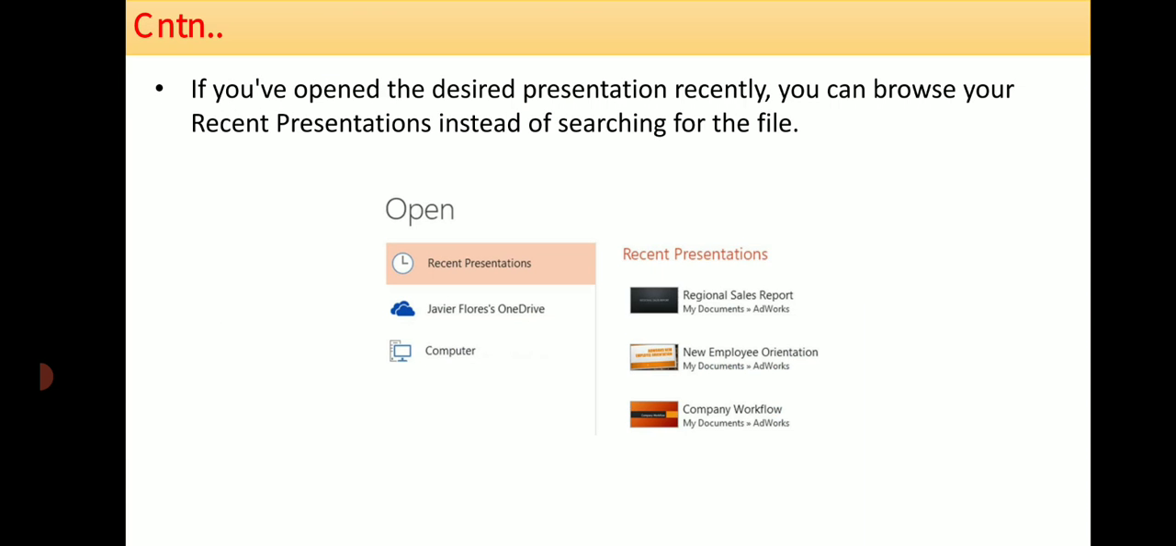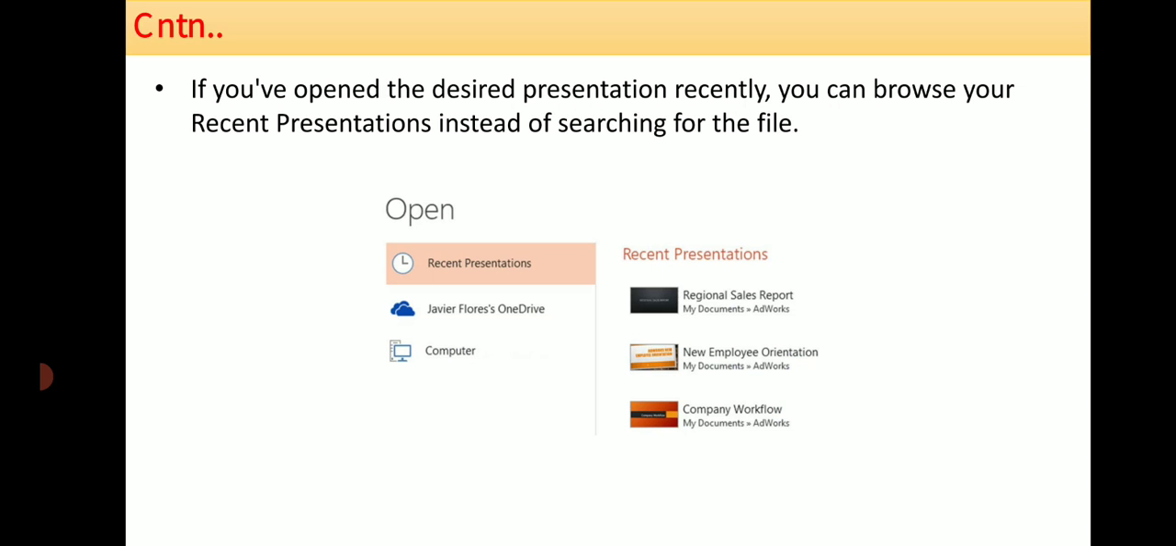If you have opened the desired presentation recently, maybe you recently opened a certain presentation, just go to the recent presentation option. In the open option, there are different options we have. In that, we have to choose recent presentation, and in the recent presentation we can open our presentation. So unnecessarily going searching the entire desktop or drive, just go for the recent ones, whichever file you recently opened, and easily we can get it and open it.